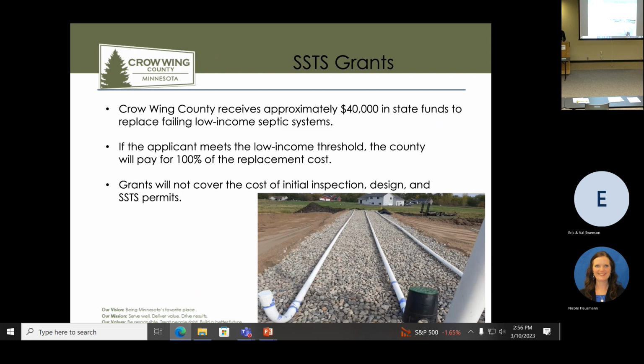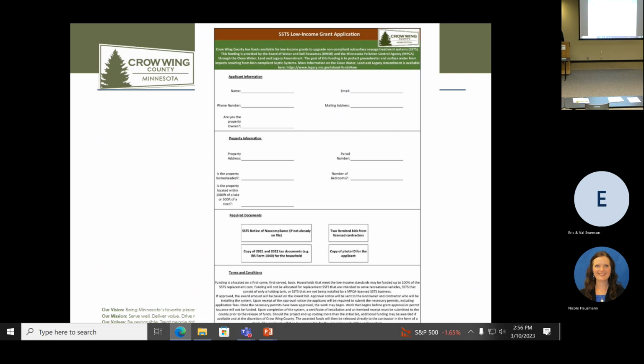The only thing you have to pay for is the initial inspection, and then the design, and then the permits themselves, so fairly low cost overall. Otherwise we'll pay for the system, they just need two bids. Here's the application quick. General applicant information, property information, super simple. Required documents: I just need a failing compliance inspection, whether it's on file or you do it for them. I need two itemized bids from licensed contractors. We will cover the lowest bid. I need tax documents for 2021 and 2022 just to verify their income, and then a photo ID of the applicant. Other than that, pretty straightforward.